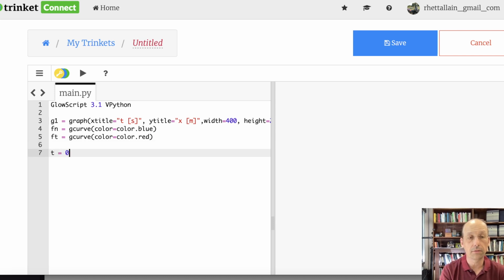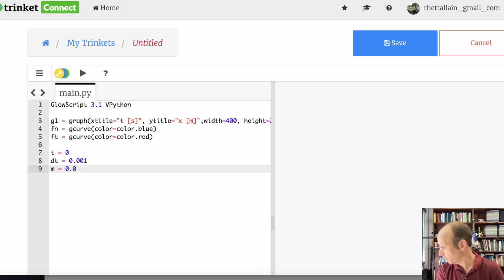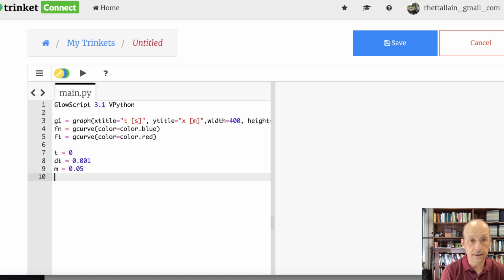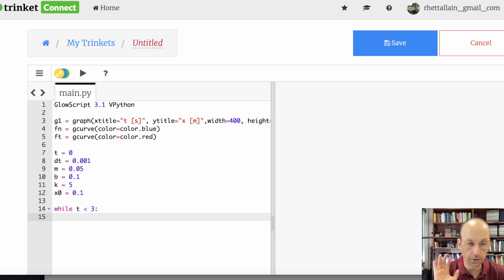So t equals 0. dt equals 0.001. I'm just entering my other parameters that I had. m equals, what did I say? I said 0.05. I said b was 0.1. k was 5. And x0 is 0.1. Okay. So now let's say while t is less than 3. I'm just going to run it for 3 seconds and let's just see what happens. I'm not going to do an animation or anything like that.